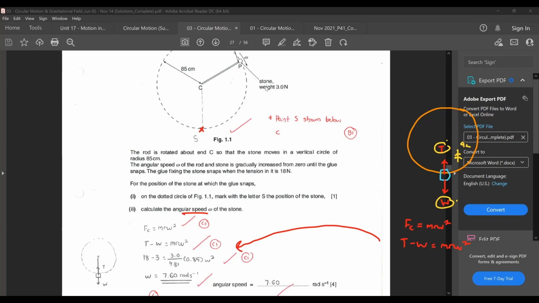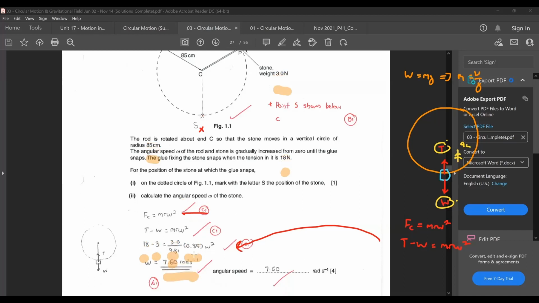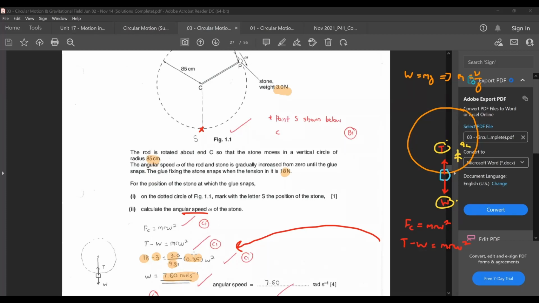The tension was 18, given here. The weight is 3, given here. Mass is not given directly, but you can work it out because W is equal to mg, so m is W over g. That's why you get 3 over 9.81. Then your radius is 85 centimeters, change to meters. So you will get omega as 7.6 radians per second. Okay, so this part is completed.